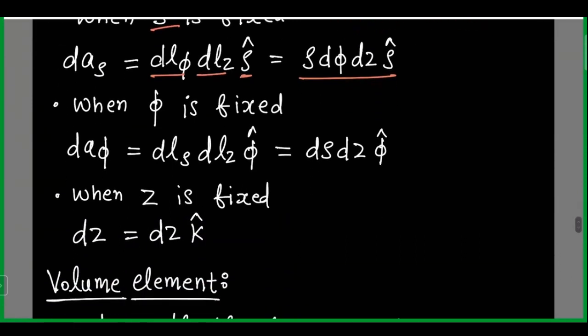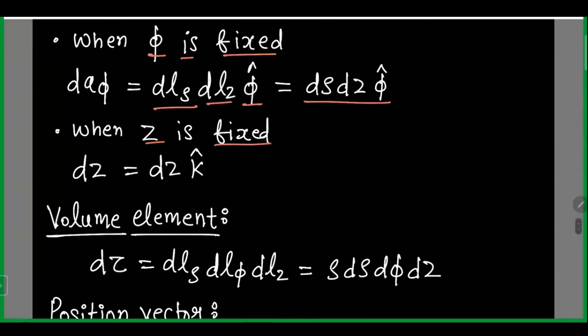What will be the area element if phi is fixed? If phi is fixed, the direction will be phi cap and you will multiply with dl rho and dl z. So just put the values, and you will get d rho dz phi cap. What if z is fixed? Then daz will simply be, what will be the direction? z cap, and what will you multiply here? d rho into d phi, and multiply by rho. So this will be your daz.